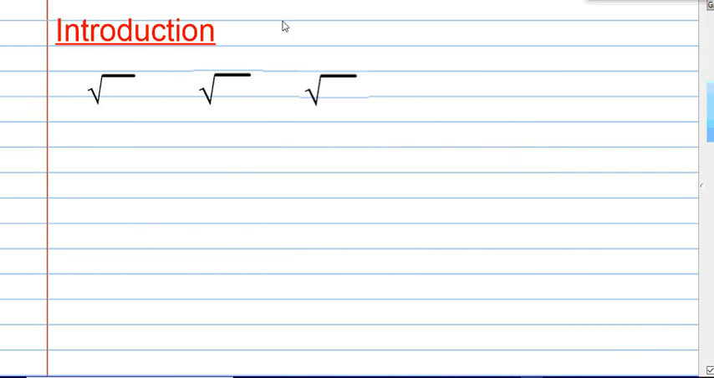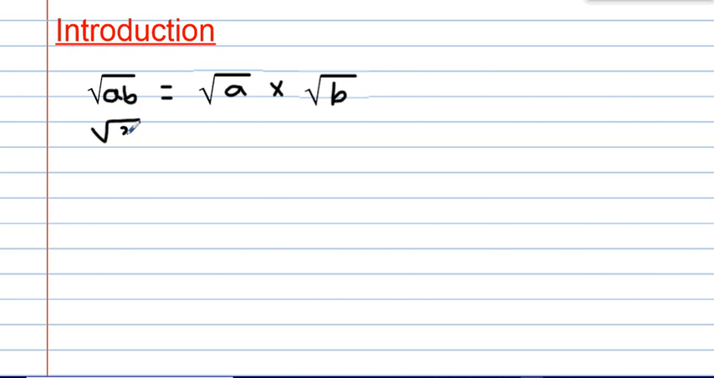Okay, so we have a rule in surds that if you have root AB, it equals root A times root B. I'm going to explain this with an example. So if I have root 36, I can split that up into root 9 times root 4.